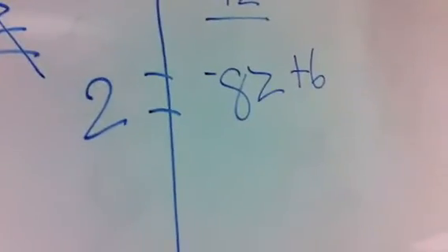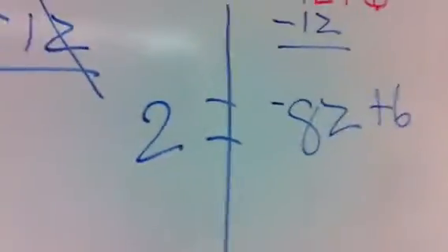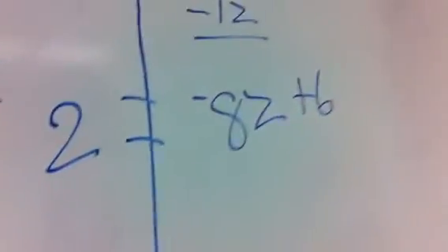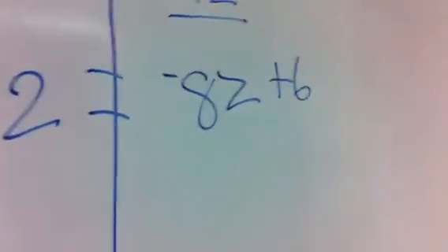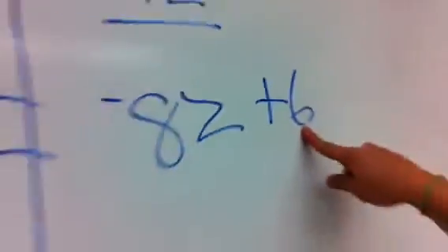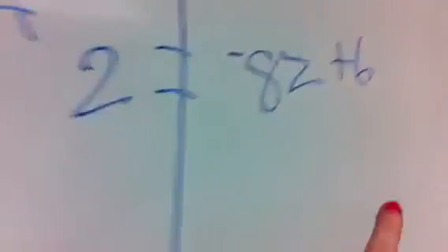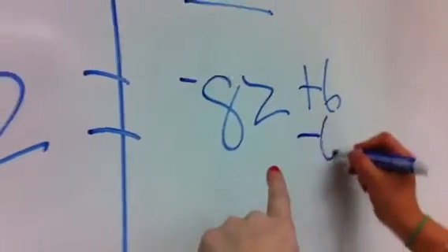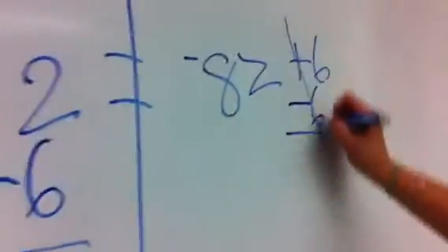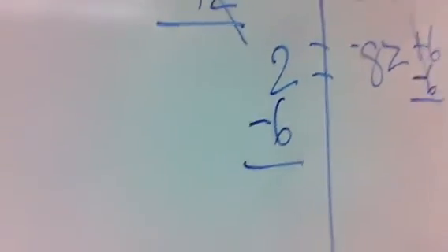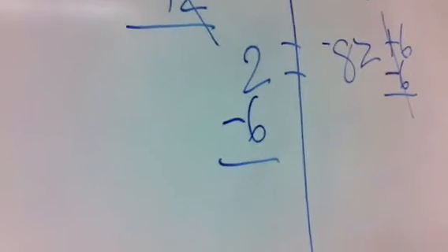We're still trying to get z by itself. How can we get z by itself? Subtraction. Yes, what are we going to subtract? 6. We're going to subtract 6 from both sides. So if we're doing it to this side, subtract 6. Then we're doing it to this side, subtract 6. Those 6's cancel out.